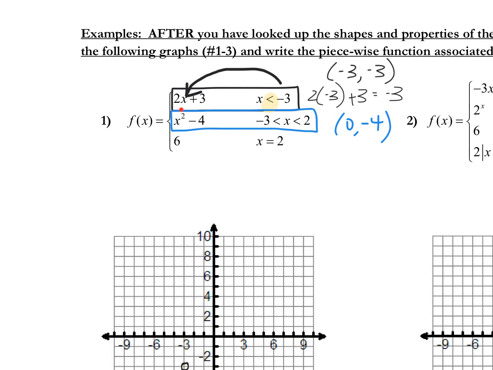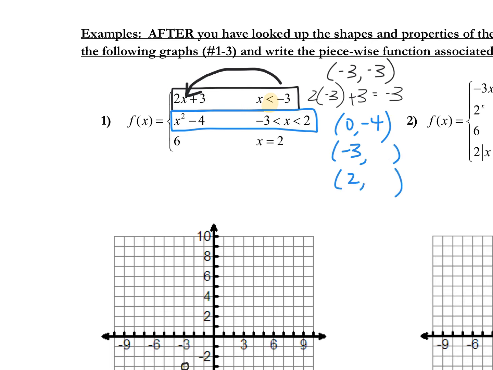Remember, there is no number in here with the x, so that means that it's moved left or right 0. But this means down 4, so that's where my vertex is. And it's giving me 2 endpoints, -3 and 2. So what happens when I plug in -3 and what happens when I plug in 2?